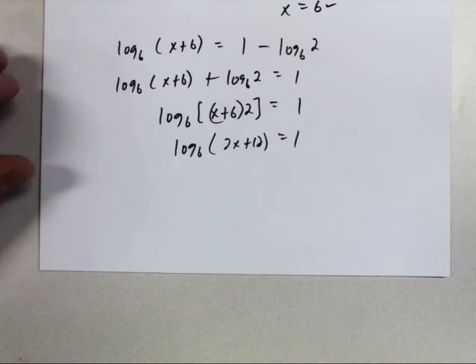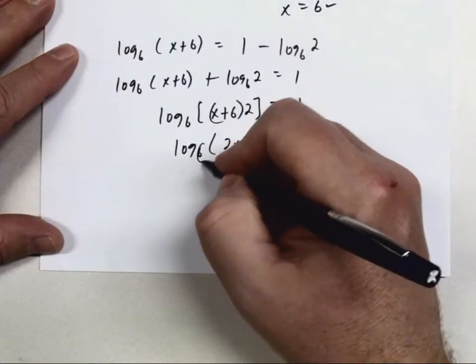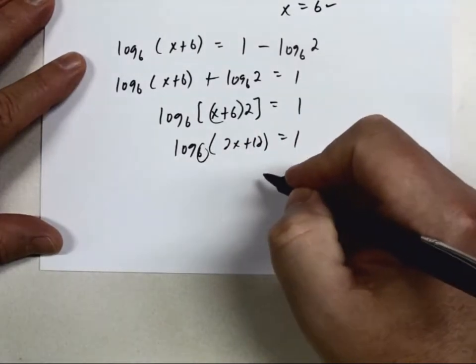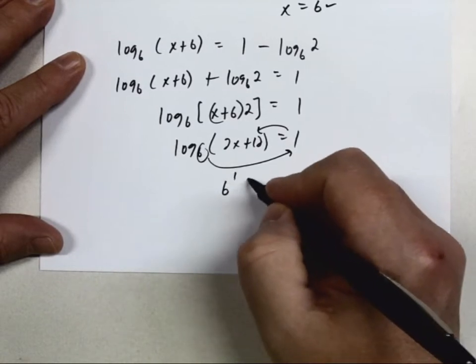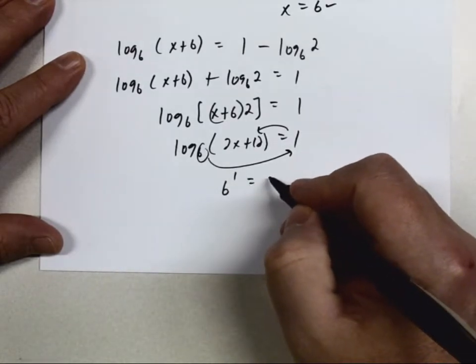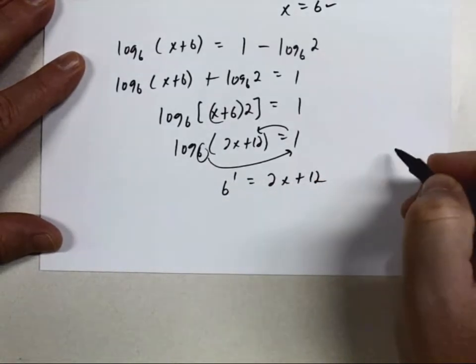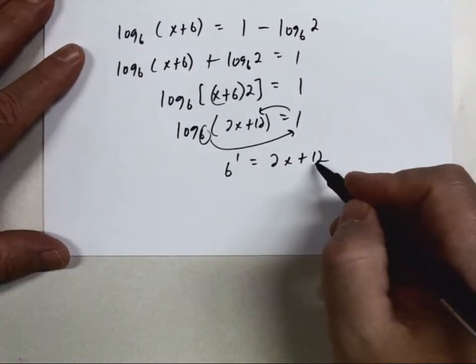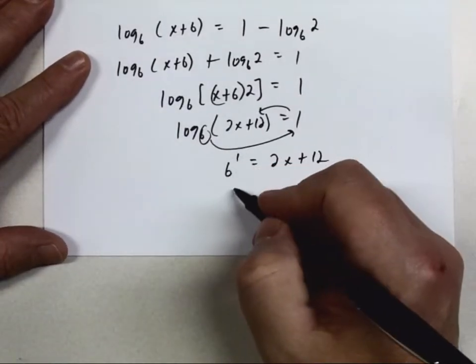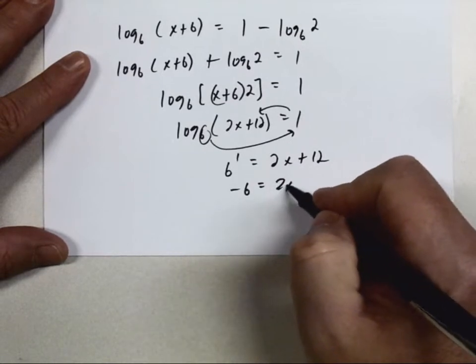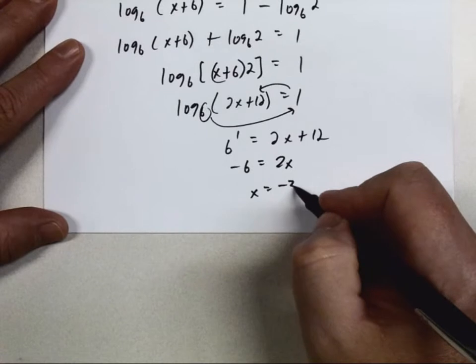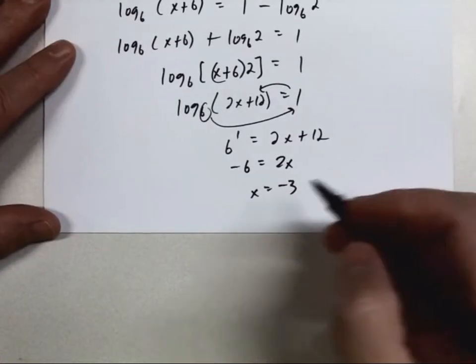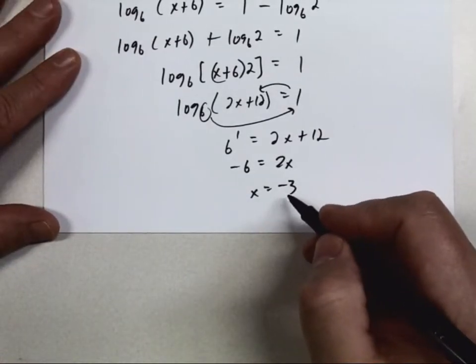Now I want to go ahead and convert this into an exponential equation. Six to the first equals 2x plus 12. If I subtract 12 from both sides, divide both sides by 2. So I'm saying the solution is x equals minus 3.